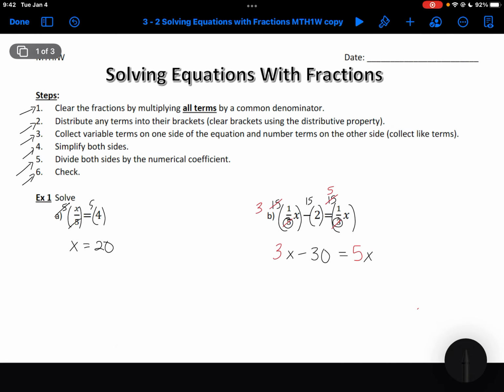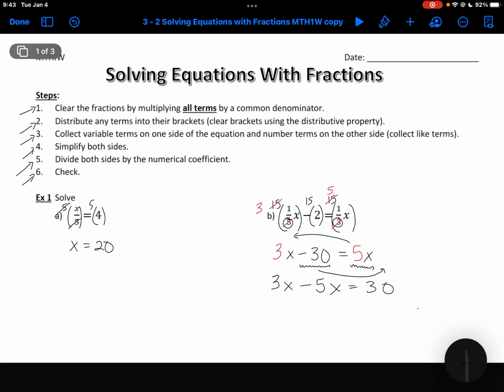Now I'm looking at an equation that doesn't have any fractions, but it does have variables on both sides. What I need to do here is take my variable term that's on the right-hand side and move it over to the left-hand side by changing the sign. So now my left-hand side is 3x minus 5x. In the same step, I also want to get my number onto the right side. So I'm going to move that over by changing the sign. So my new expression is 3x minus 5x equals 30.